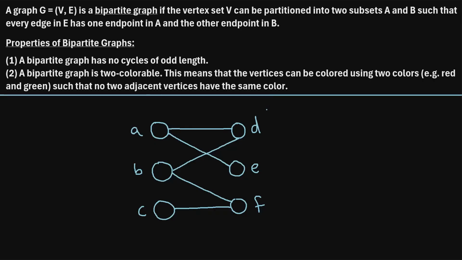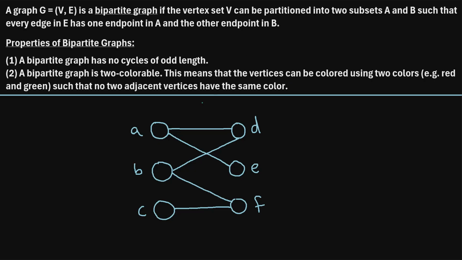So let's check out a few different examples of graphs and determine if each one is bipartite or not. If we consider this first graph right here, this graph has 6 vertices labeled from A through F. The easiest way to determine if this is a bipartite graph is by using this second property that we've listed right here. A bipartite graph is two-colorable. So that means that no two adjacent vertices can have the same color.